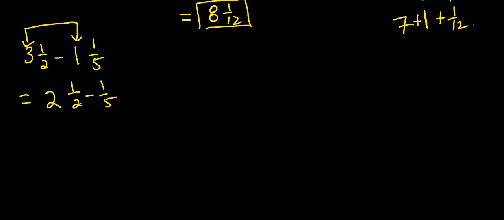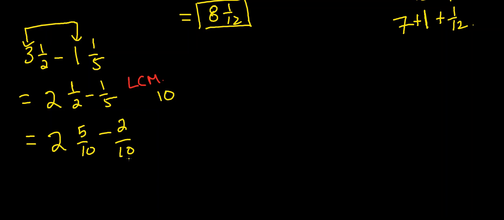So we have 1 over 2 minus 1 over 5. The denominators aren't the same again, so that means we have to find the lowest common multiple. I'm not going to do the whole procedure of finding the lowest common multiple again, just to save time, but the lowest common multiple of 2 and 5 is 10. So I can rewrite these fractions as 5 over 10 minus 2 over 10.